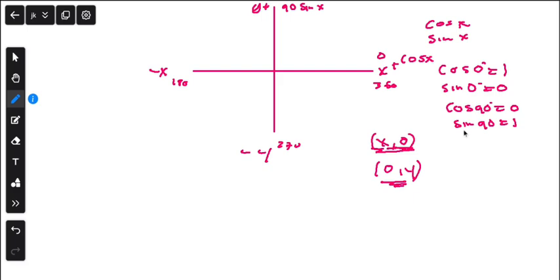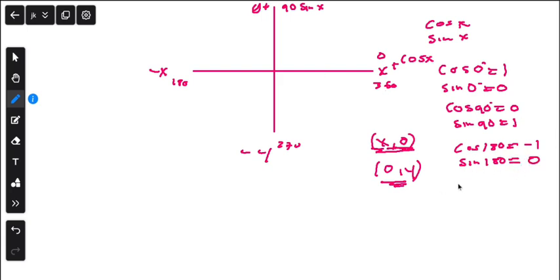So let's try to find this one here. This is negative x, the part of negative x. If I say cos 180, what am I going to get? For cos 0, I was getting positive 1 because it was on the positive side. What about 180? I'm going to get negative 1. Have you seen the differences? What about sine 180? Since it is in the x-axis, sine 180 is just going to be 0.